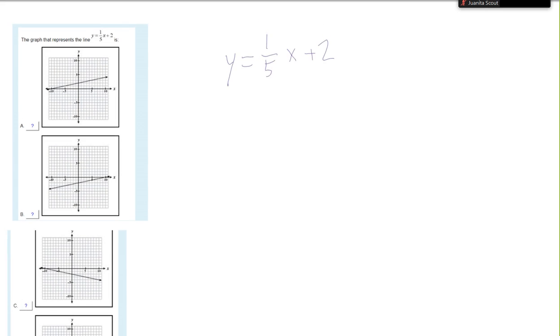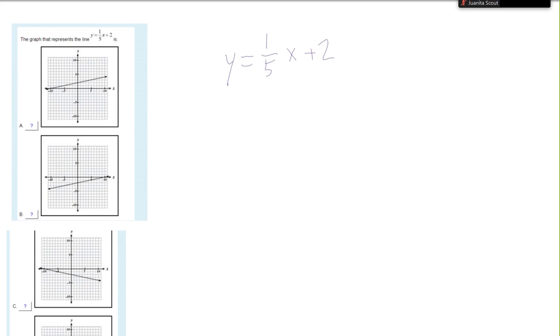So this one here, it says we want a line that has the equation y is equal to 1 over 5 x plus 2, okay? And so in Math 10C, we learn about linear relationships. So when you have a straight line relationship between things, so when you graph them, you get a line that's straight. It's called a linear relationship.